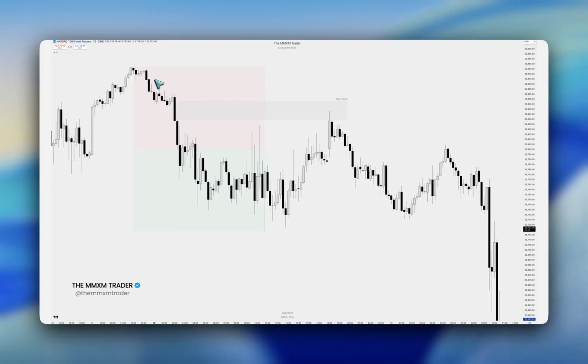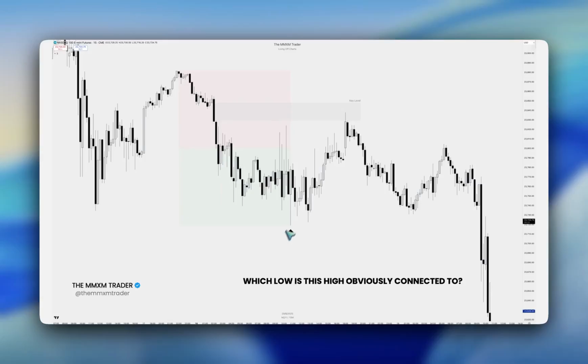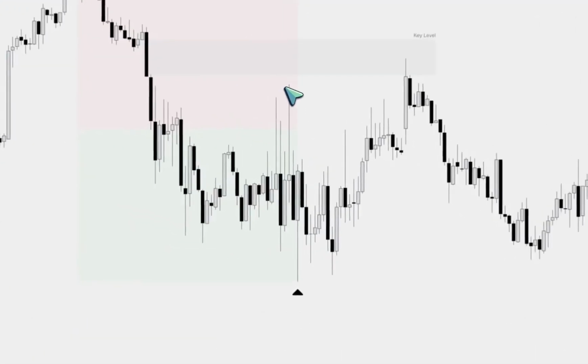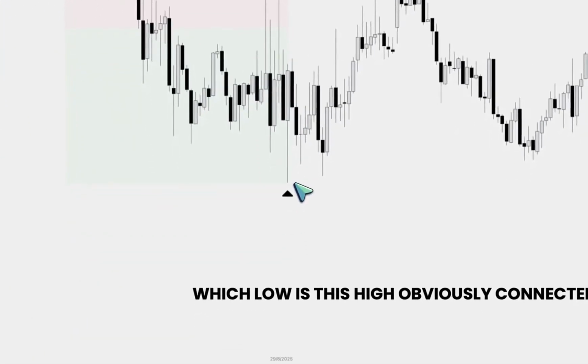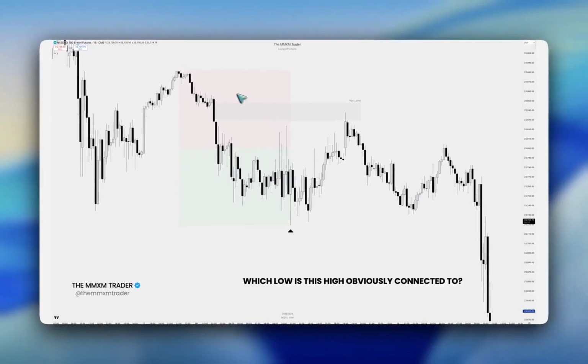Okay, now let's look at an example here on the 15-minute chart. We have a premium to discount, and this is one of my favorite ways to frame a trade. When you have a dealing range, okay, with a range within it, right? So this is a dealing range, okay? And this right here is the range within it. So which low is this high obviously connected to, right? This high is connected to this low. That's your range. Now, when you pair this within a dealing range, it becomes super high probability.